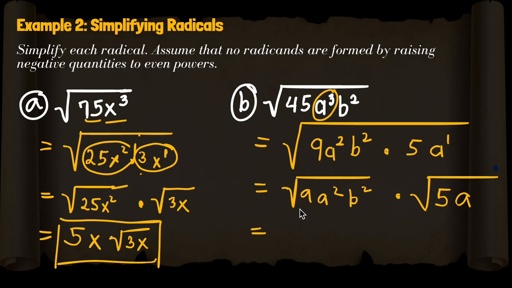Square root muna ng 9. Ano bang square root ng 9? Alam natin yung square root of 9, that is going to be 3. That's right? So, square root naman ng a squared. Okay? Square root of a squared. Alam natin na matitira dyan is a. Right? So, a ang matitira dyan.